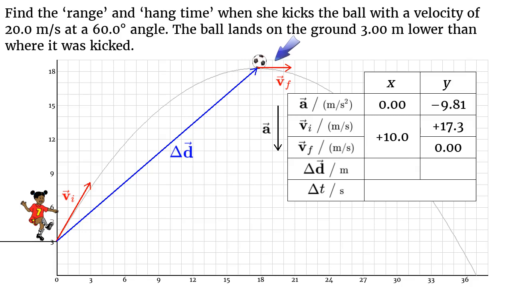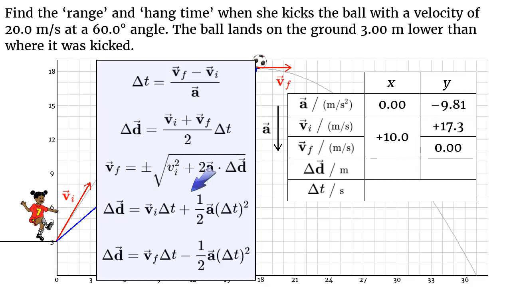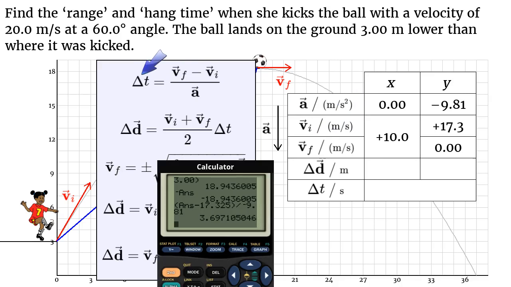Once we filled in our table with all the information that we know, we're going to get our list of equations and we're going to go through and look for an equation that only contains one unknown. So solving the y motion first, we can see that the first equation actually will work this time. The only unknown in the first equation is the time. So we can get our calculator, plug in the numbers to the equation, use 0 for the final velocity, 17.3 for the initial velocity, and negative 9.81 for the acceleration, and that will give us the time of 1.77 seconds.